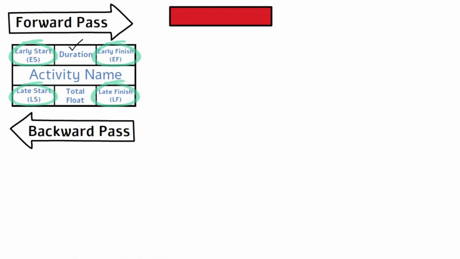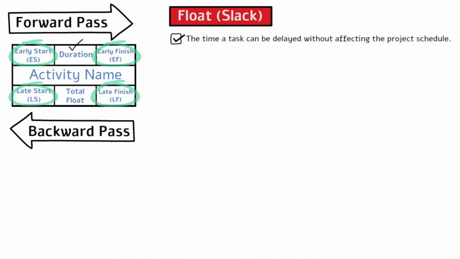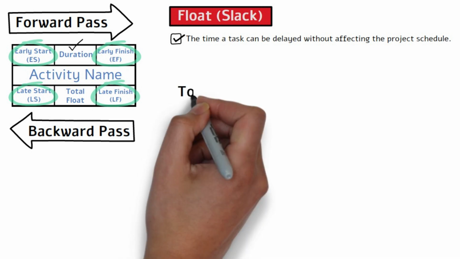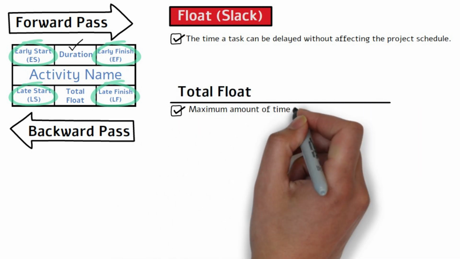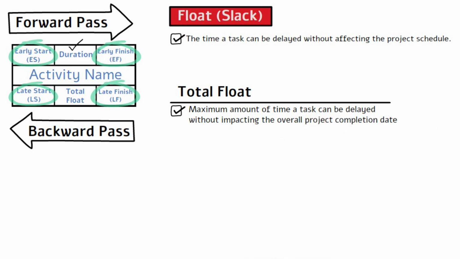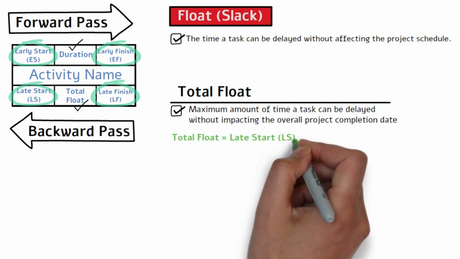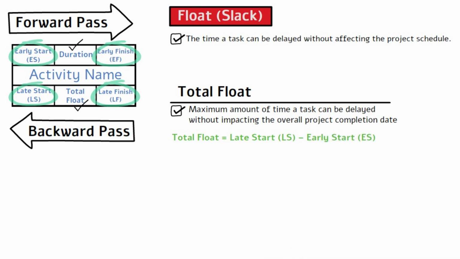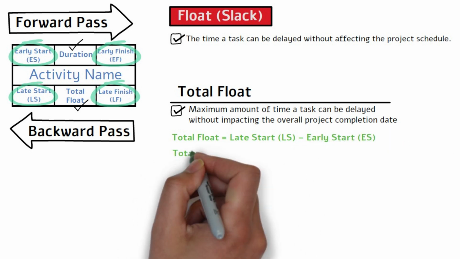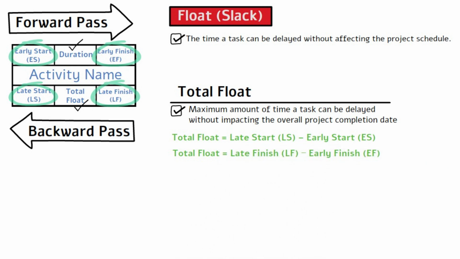Next, let's talk about float. Float, also known as slack, is a general term referring to the time a task can be delayed without affecting the project schedule. There are 2 types of floats. Total float is the maximum amount of time a task can be delayed without impacting the overall project completion date. This is the float represented in the time box. The formula to calculate total float is total float equals late start, LS minus early start, ES. Or you can also calculate using total float equals late finish, LF minus early finish, EF.